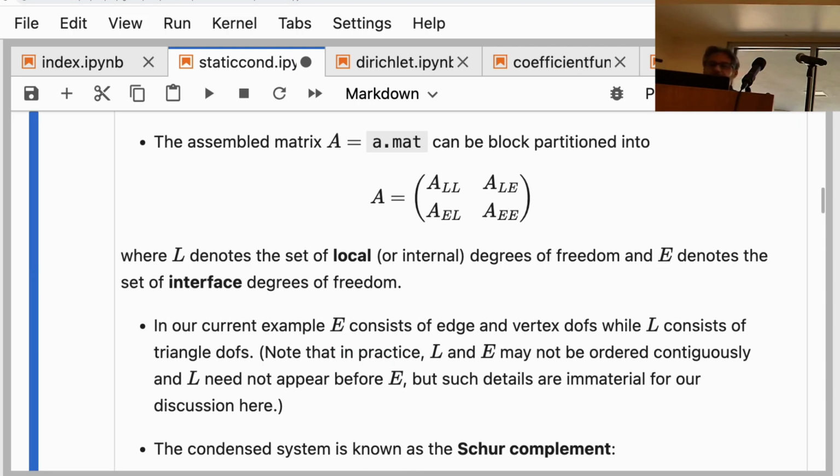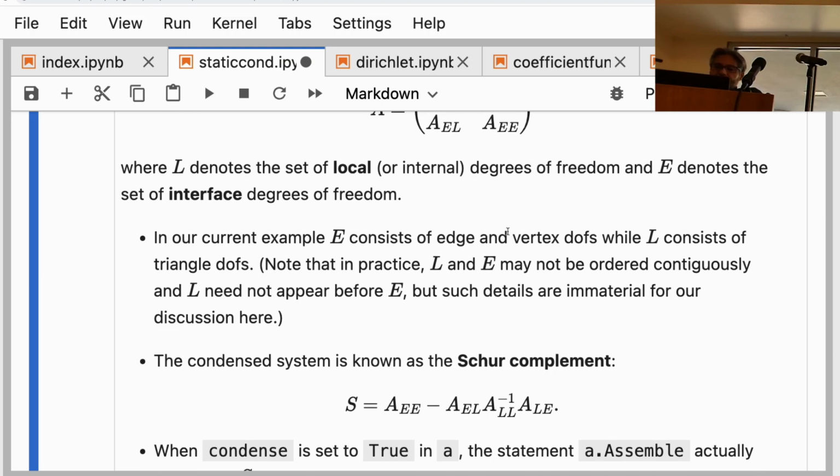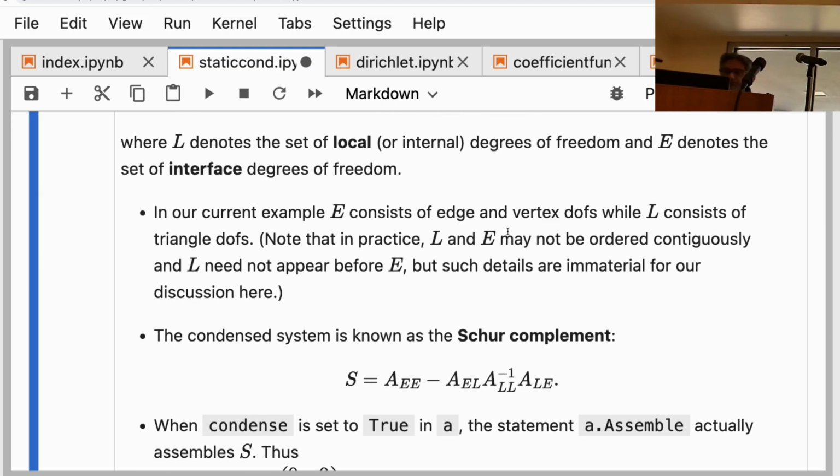Now we can think of this assembled matrix as block partitioned into local degrees of freedom and the remaining, which for this purpose we'll call E, or interface degrees of freedom. So we have the LL block, the LE block, and the other blocks. Just a block partitioning of the matrix. So in the Lagrange finite element space, this E consists of edge and vertex degrees of freedom, whereas the L consists of the degrees of freedom that are interior to a triangle. So for example, in a cubic finite element, there's one degree of freedom that's interior to a triangle. And one per element will consist of this index L.